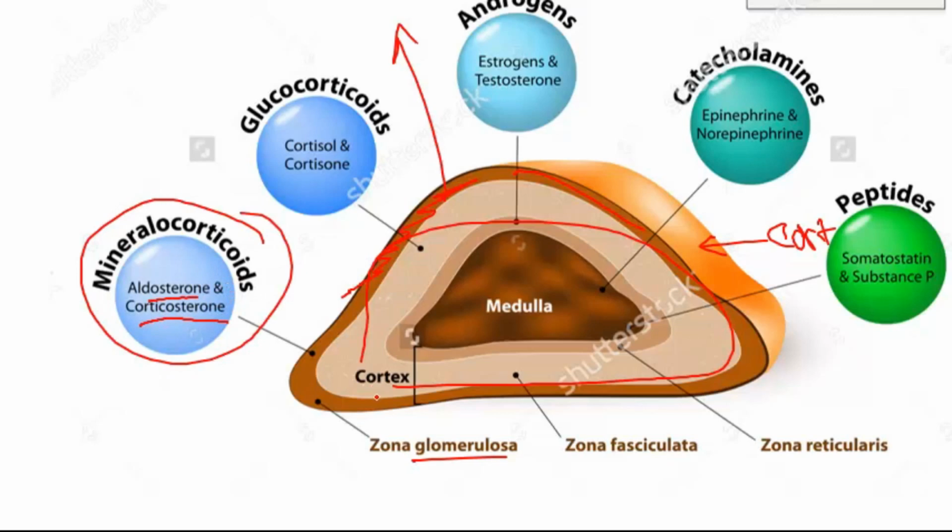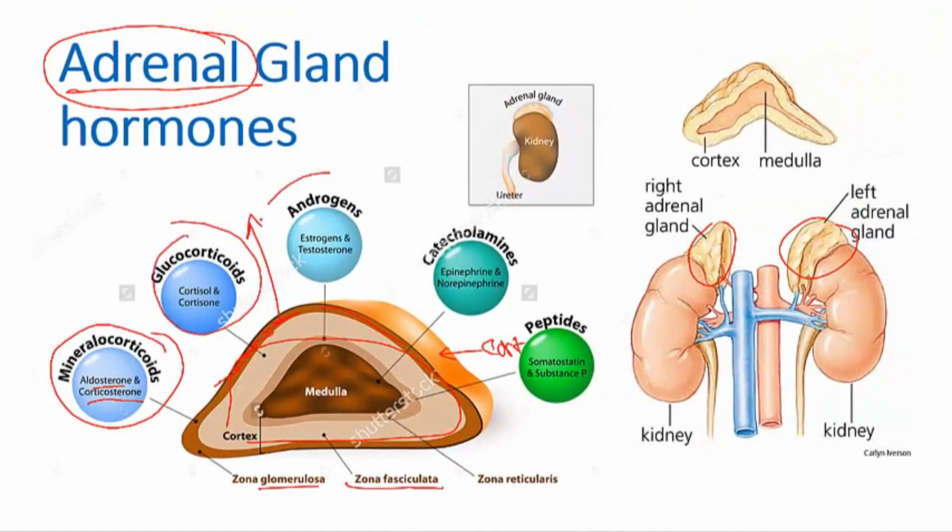The second one is the zona fasciculata. The zona fasciculata secretes glucocorticoids and androgens together. These glucocorticoids include cortisol and cortisone, and the androgens stimulate androgenic effects. We'll see the function of these things later, but the third one is the zona reticularis. It's the innermost layer of the cortex, and the zona reticularis secretes glucocorticoids and androgens as well.